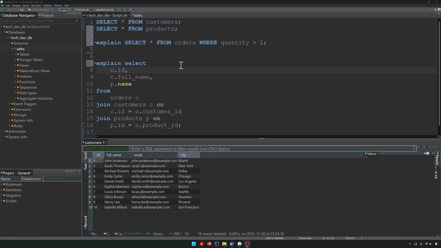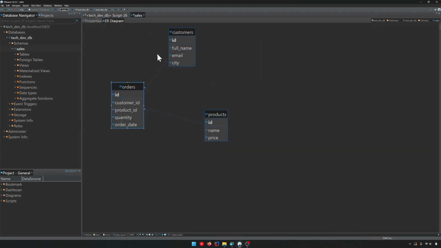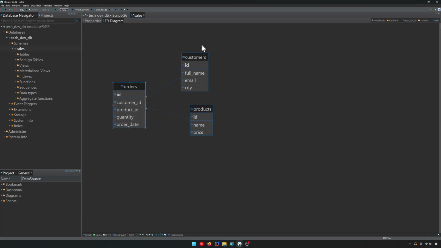So here I have a database. I created a database, and in this database I have basically 3 tables: a table called customers, I have products, and I have orders. Which means that one customer can buy a lot of products, for example, in this structure.